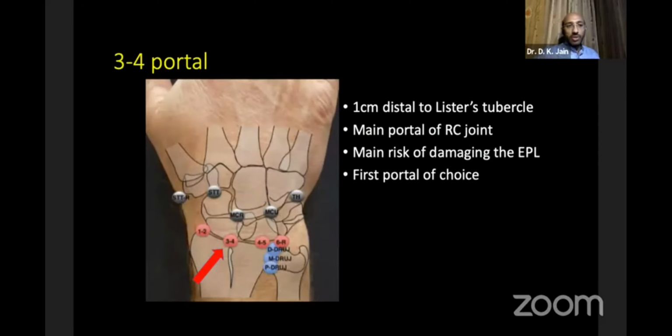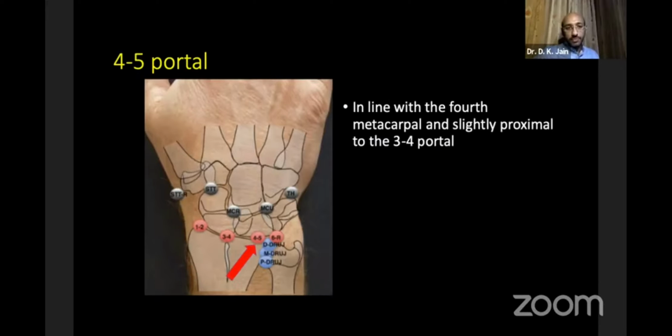Coming to the most common portal, the workhorse portal, that is the 3-4 portal. Usually it is 1 centimeter distal to Lister's tubercle, and one should be careful because you could damage the EPL tendon, as it runs towards the radial side. This is the first portal of choice for most of the arthroscopic procedures. Next is the 4-5 portal. This is in line with the 4th metacarpal and slightly proximal to the 3-4 portal.